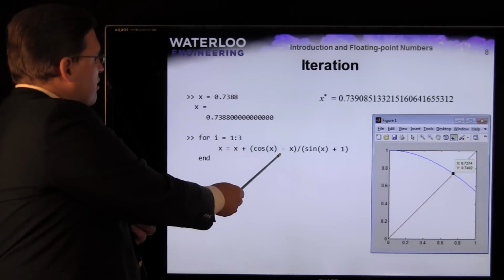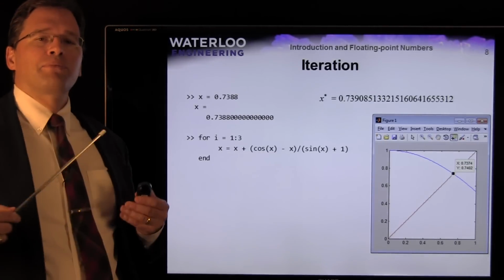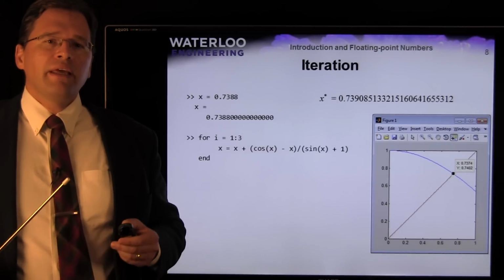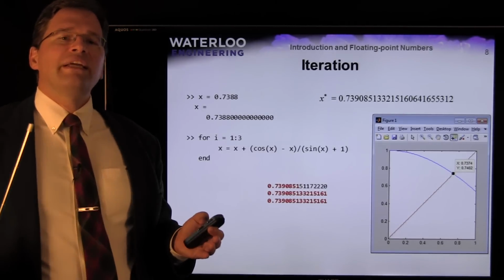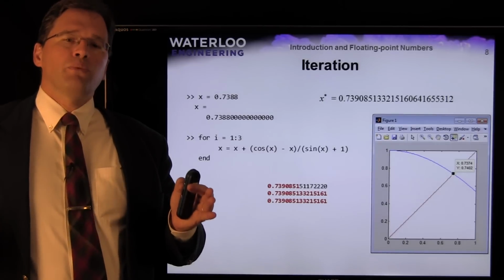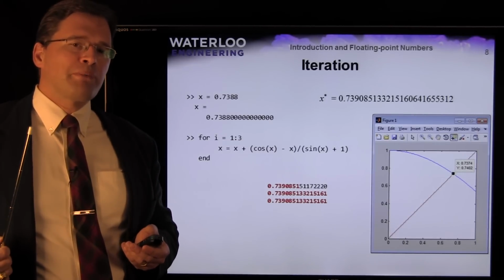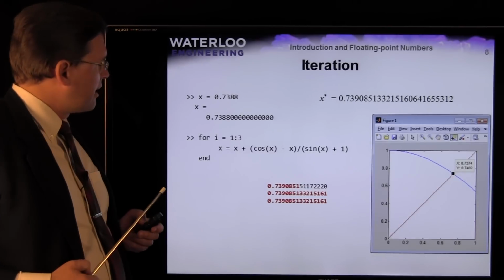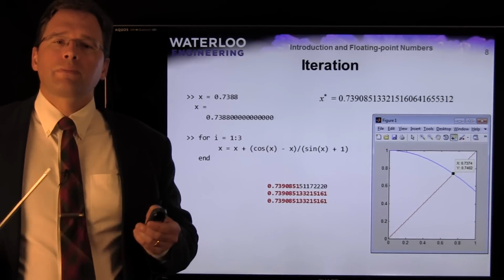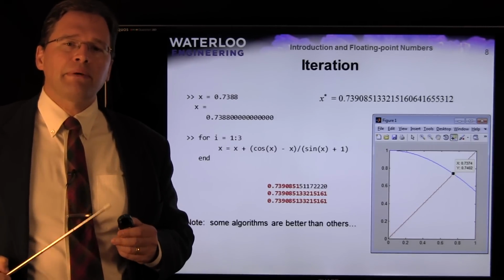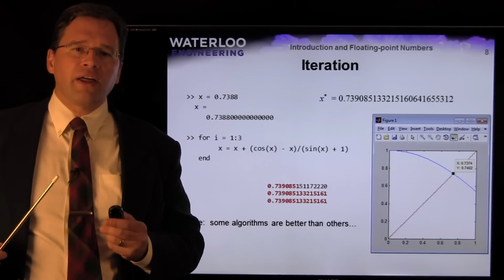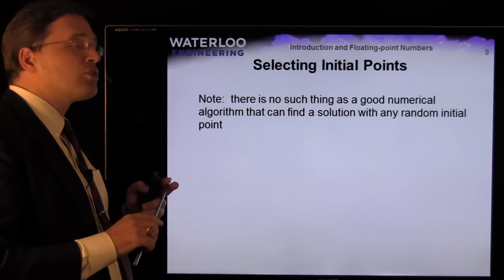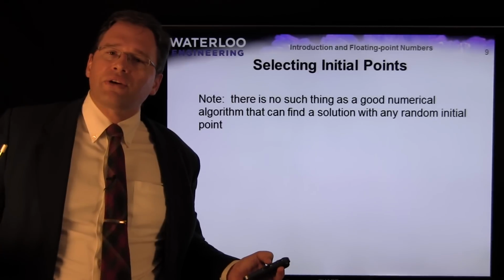This is the application of Newton's method to the same problem, reinterpreted. And now, after only 2 iterations, we get as much accuracy as we have precision with the double precision floating point representation. That's as good as you can get, at least in MATLAB. So some algorithms will be better than others. Now note, there's no such thing as a perfect algorithm either.